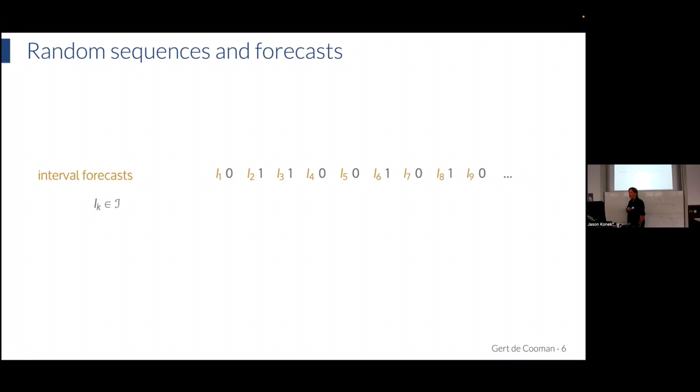What I'm going to talk about here is something even more general. I will allow you to make a forecast that is interval valued, to say, okay, my lower probability or my probability for nice weather tomorrow is not a precise number, but it's an interval.